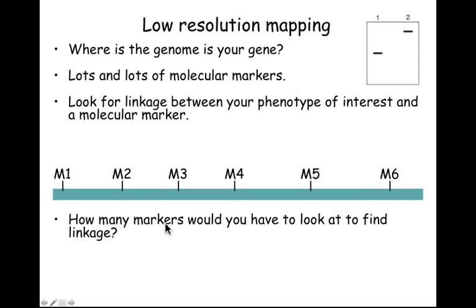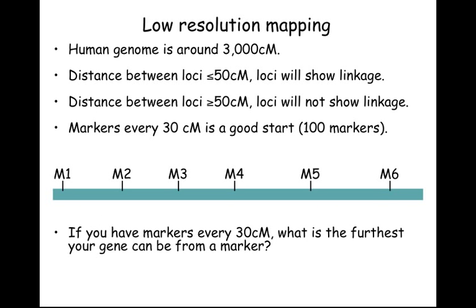So how many markers do you have to look at to actually find linkage? Remember that linkage is based on recombination frequency. If you look at the map of the whole human genome, it's about 3,000 centimorgans. So how many markers do we need to cover 3,000 centimorgans?